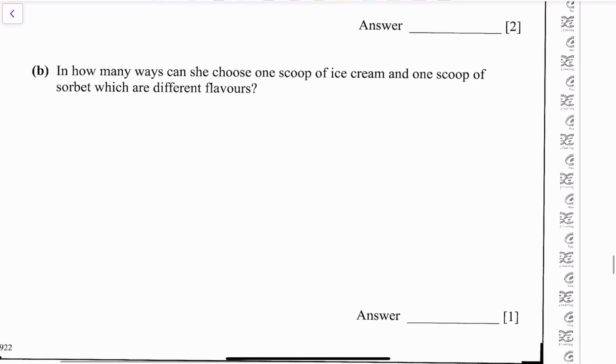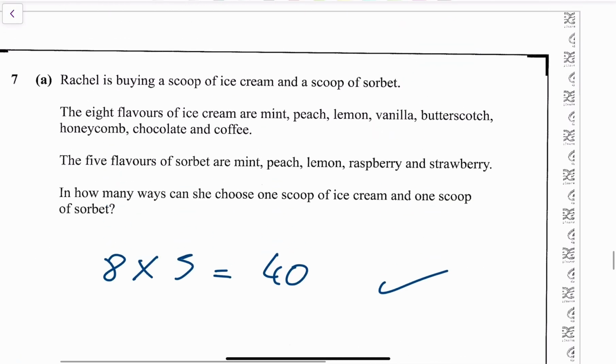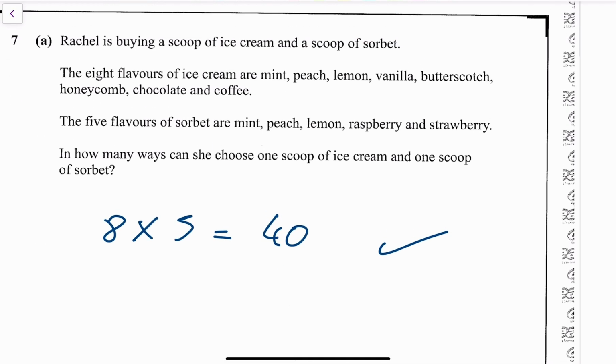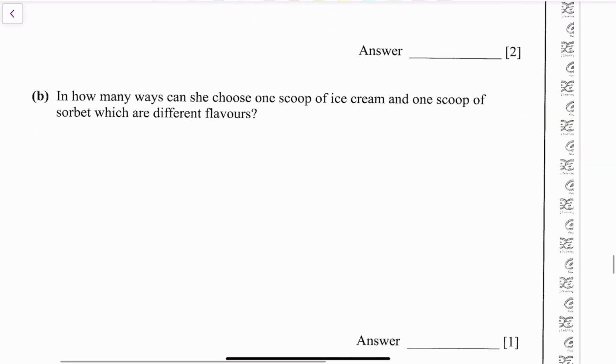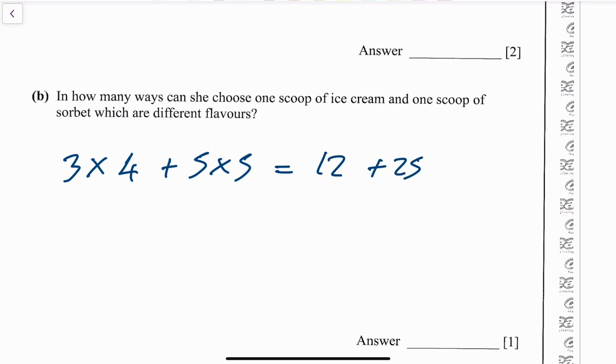Next bit says, a wee bit trickier, how many ways can she choose 1 scoop of ice cream and 1 scoop of sorbet, which are different flavours? I'll show you 2 ways of doing this. So there's 8 flavours, but we've got mint, and you've got mint again, so you can't use it. You've got peach, and you've got peach again, so you can't use it. And you've got lemon again. So 3 of our flavours are out. So what way you could do it is, there's 3 flavours. This is my way of thinking about it. 3 flavours, and they have only got 4 other options. And the other 5 have got 5 other options. So you can do it that way, which would be 12 plus 25, which is 37. That was my way of doing it.